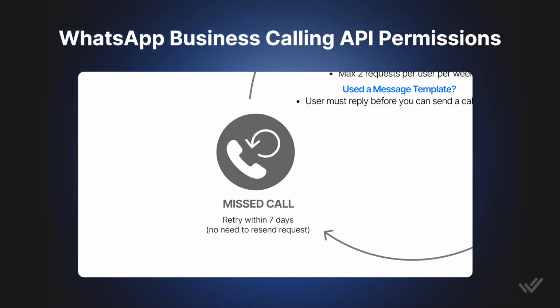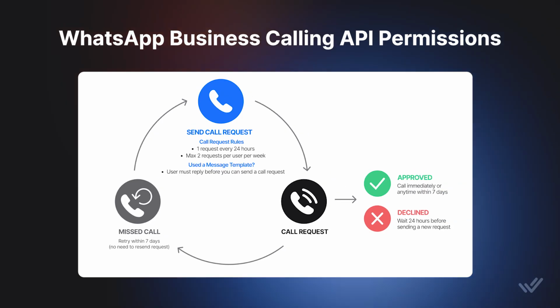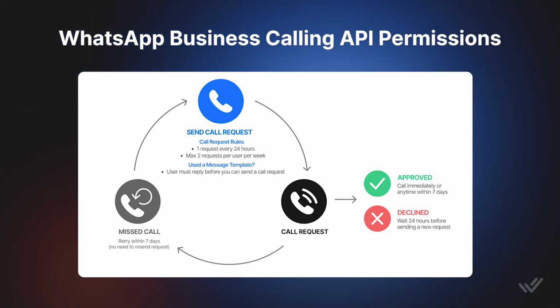If the call is missed, you can try calling again within 7 days. No need to resend the request. If a customer keeps missing your calls, get them to call you instead. But make sure you answer your calls, as Meta may penalize businesses with low pickup rates. Fortunately, missed calls outside your business hours won't count against you. Just remember to set your business hours in Meta Business Suite.